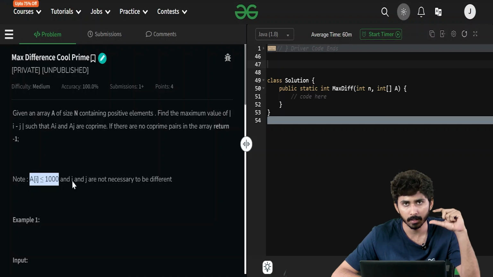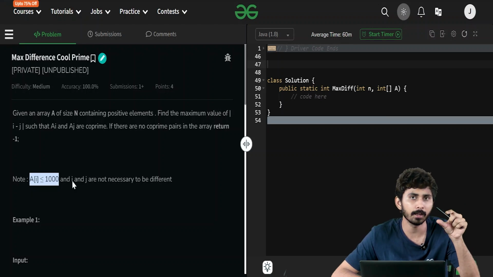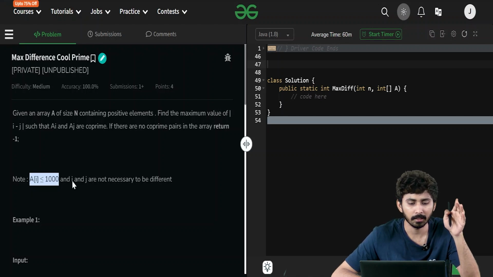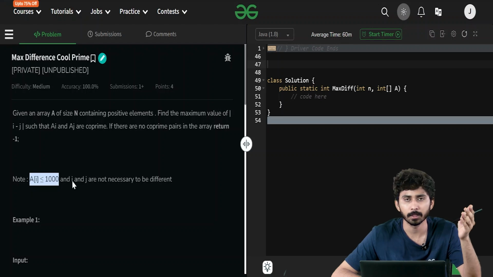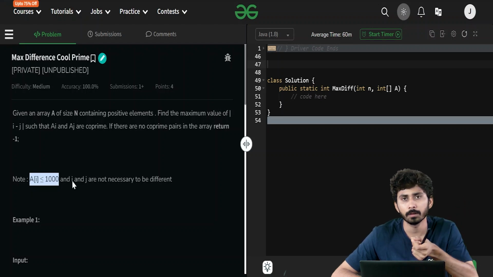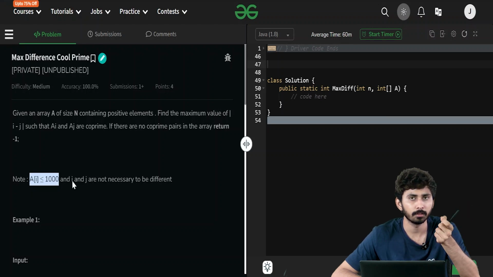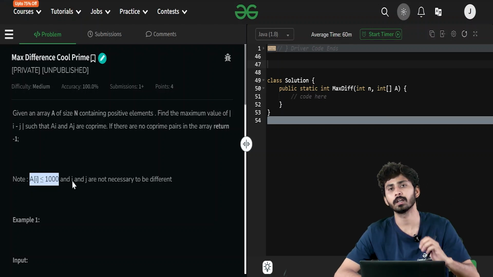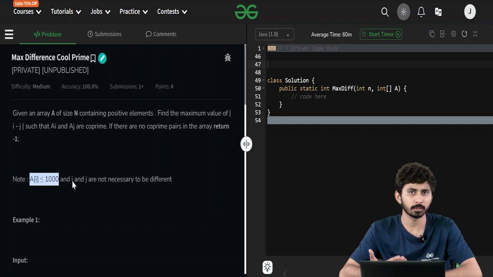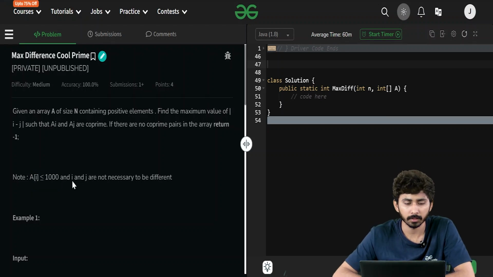That means the array can contain a single element, and if that single element forms a co-prime pair with itself, then the difference is a valid answer. Say you have a single array element 1, and 1 is co-prime with itself, right? So the difference of index will be what? 0 minus 0. Let's take 0 minus 0 as the index. So you'll be getting 0 as the output, and not minus 1 in that scenario.